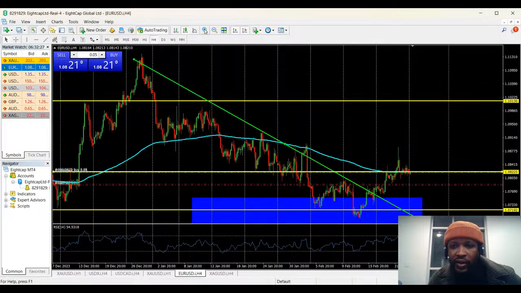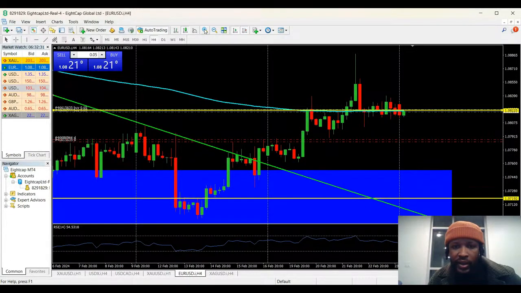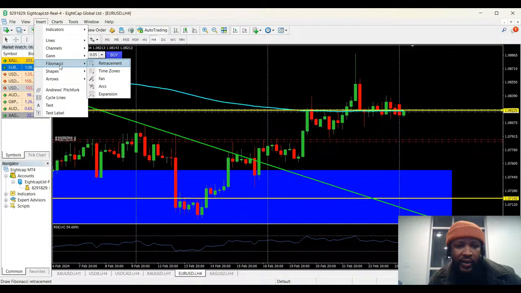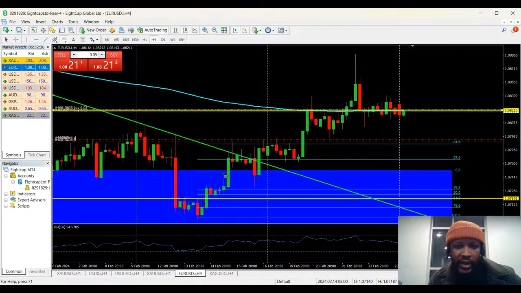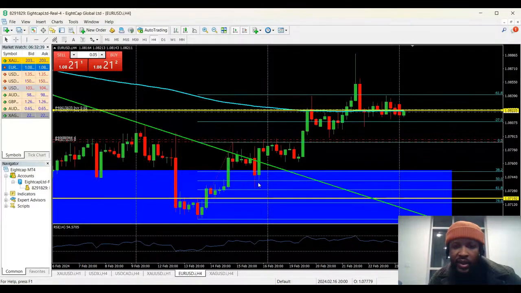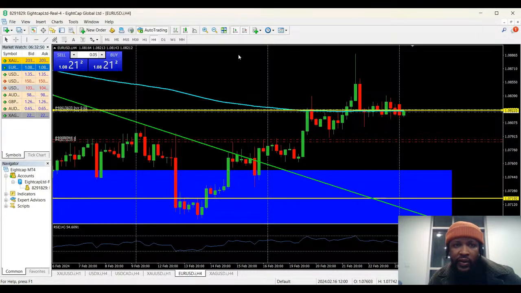I'm not sure if I also saw a fib retracement on it as well. I think we missed a key entry right here. If you use the fib level from this point to this point, this would have been a nice entry to get in at the 61.8%. But as for right now, we are currently trading EU because we have all the confluences that we need.